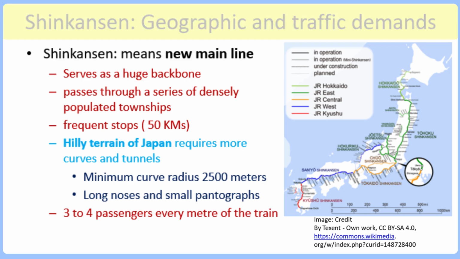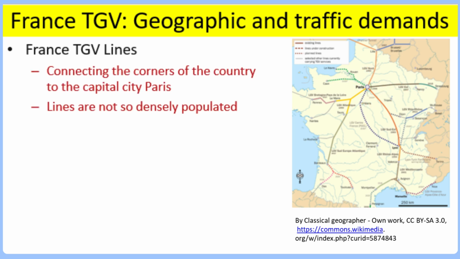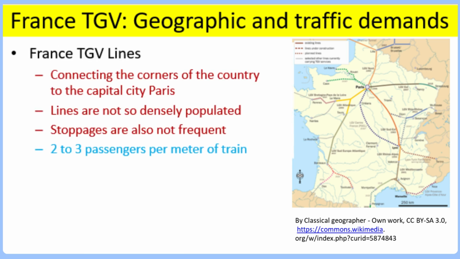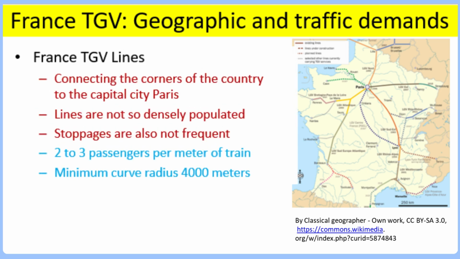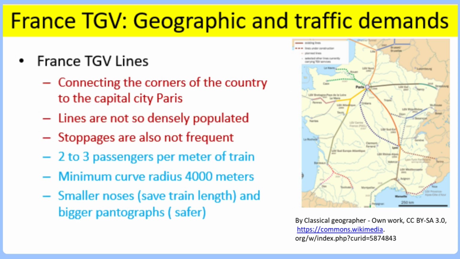On the other hand, the French TGV lines connect the corners of the country to the capital city, Paris. Lines are not so densely populated, and the stoppages are also not frequent. They can accommodate 2-3 passengers per meter of train. Minimum curve radius is 4,000 meters. There are no mountain terrains to traverse in France, so no tunnels are required to be cut through. Smaller noses that save train length and bigger pantographs are used, which are safer.